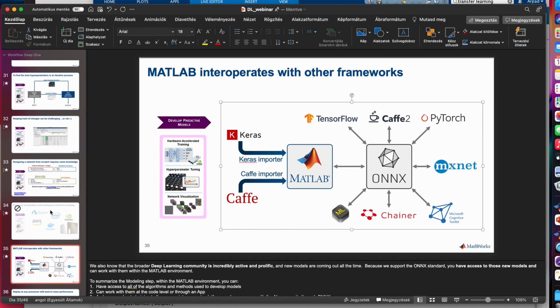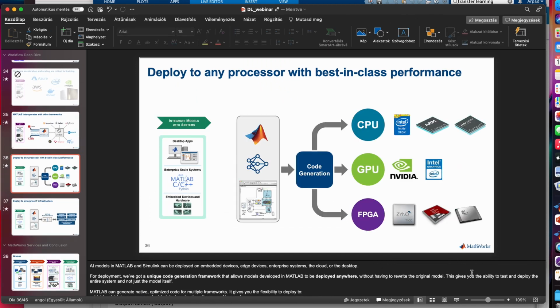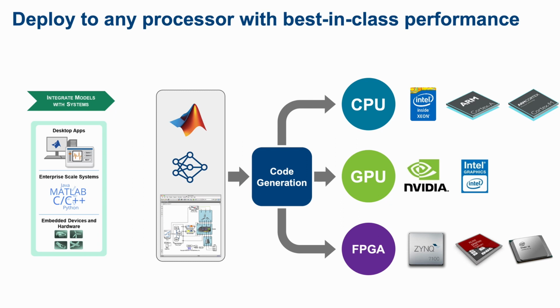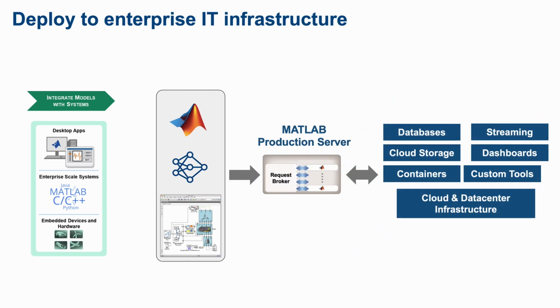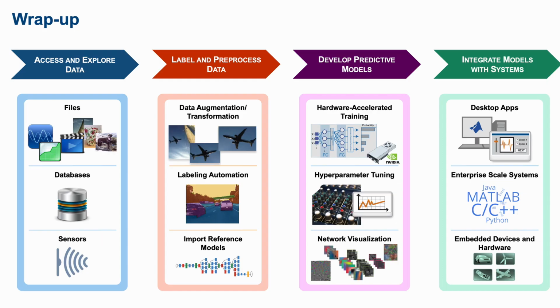You can also use the built-in tools to create code for different CPUs, GPUs, or FPGAs. The code generation functionality supports all of these steps for your extended code generation needs, so you can embed the code into embedded systems. And you can also use Matlab Production Server to scale the computation needs. So to wrap up today's presentation, currently Matlab supports the whole workflow from accessing your data, whether they are in static files or in databases, label and preprocess your data, develop the models and generate code.